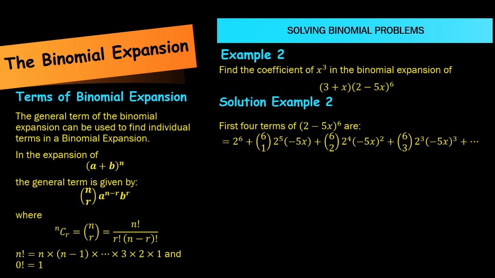Now the first 4 terms of (2 minus 5x) all raised to the power 6 are given on your screen. We have a equals 2 here. We've simply plugged this into the general term formula. And b equals minus 5x here. Again, we've simply plugged in. n equals 6 here. And the various values of r here.